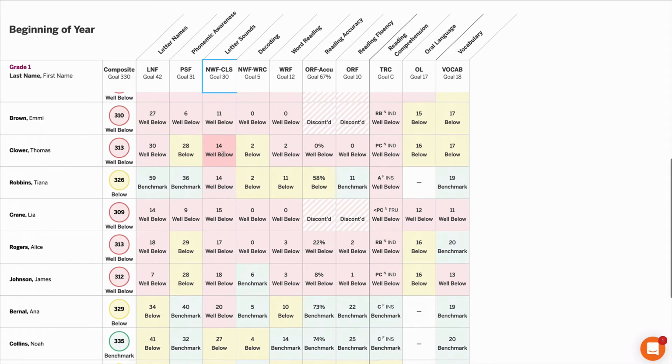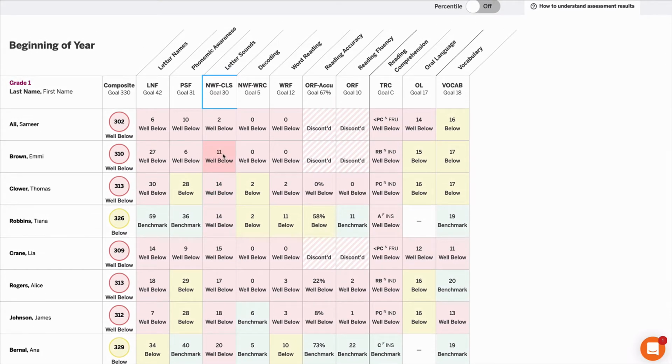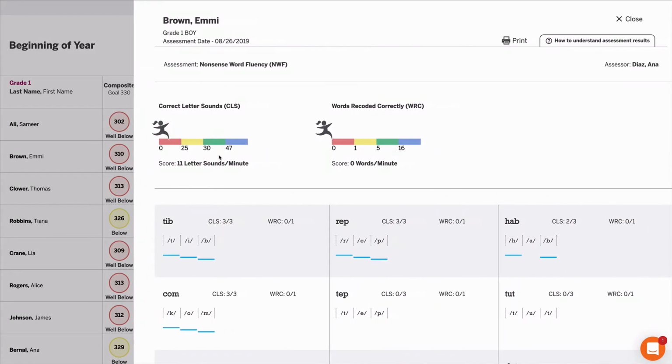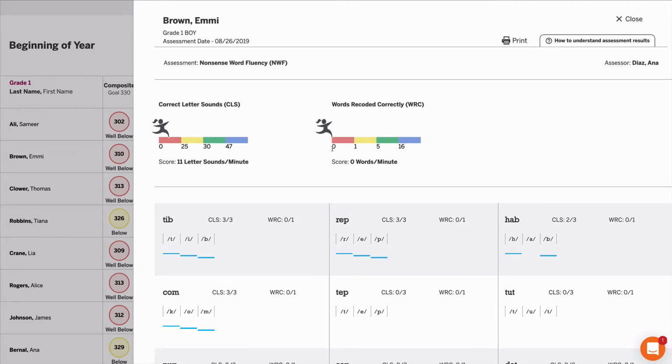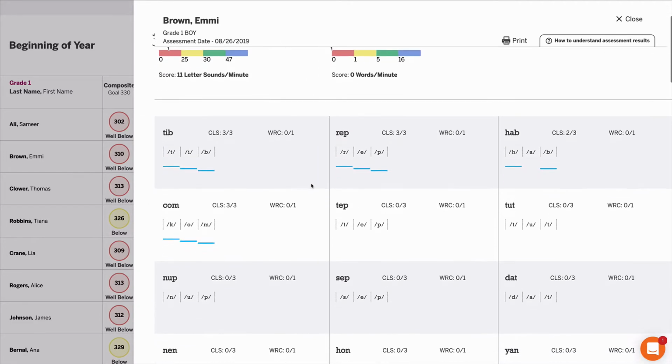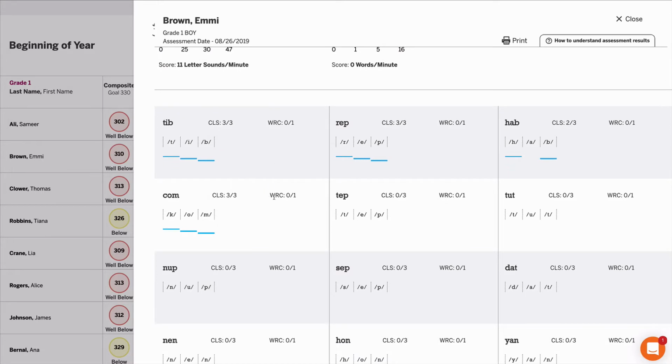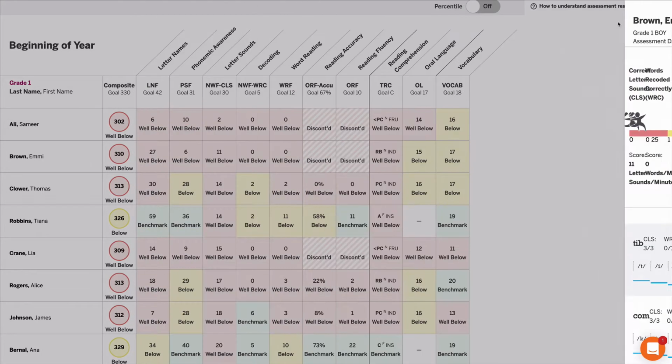If I'm curious about a particular student, say Emmy Brown, at the beginning of the year, how she did on her letter sounds, I could just click on any number that I see. And I can see that she only scored 11 letter sounds correct in a minute, which was well below the benchmark. And she couldn't blend any of the nonsense words. And so here we see what she's done. Not too many mistakes, but was sounding out the letters really slowly.